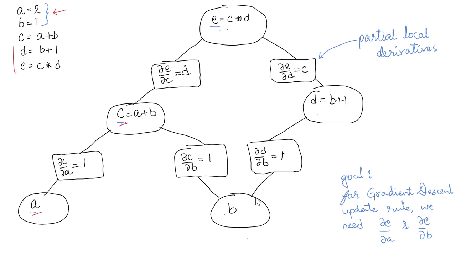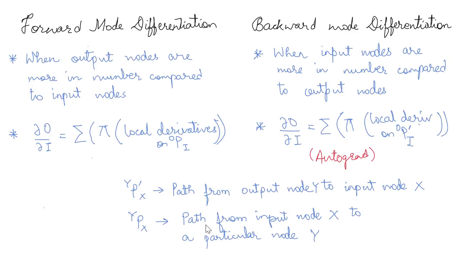So what is our goal here? To use the gradient descent update rule, we need to find the derivative of the output with respect to these input nodes. Once we have these values, we can perform the gradient descent update rule. To obtain these derivatives, we have two methods. First is forward mode differentiation, and the other is backward mode differentiation.